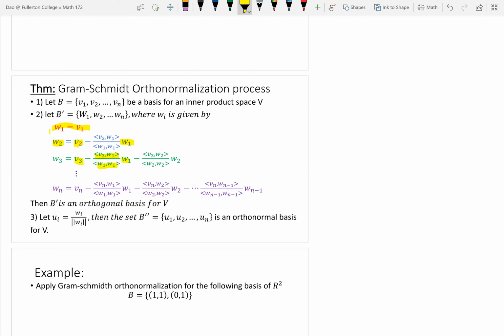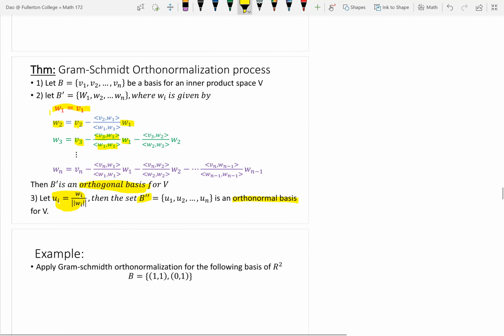Once you have an orthogonal basis, you can use it to find an orthonormal basis by finding the unit vectors of your B prime. So B prime will be the orthogonal basis, and B double prime will be the orthonormal basis. Very straightforward.